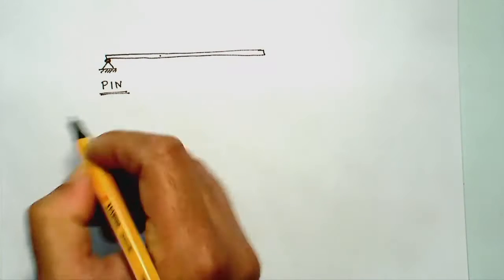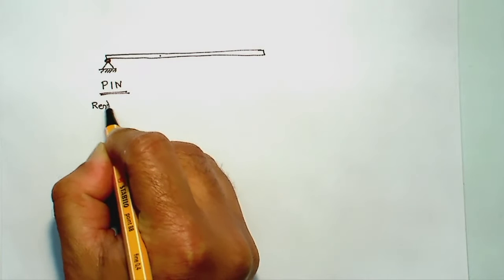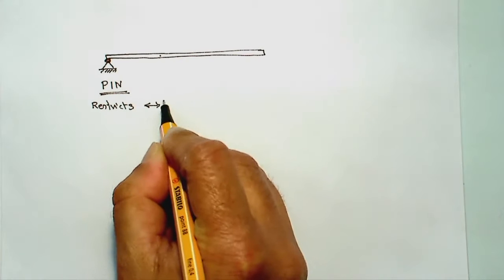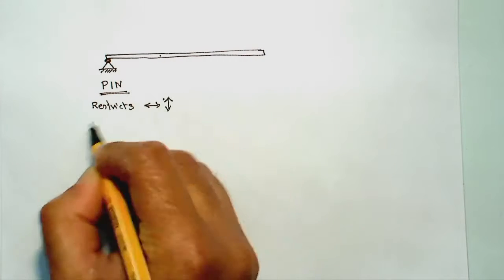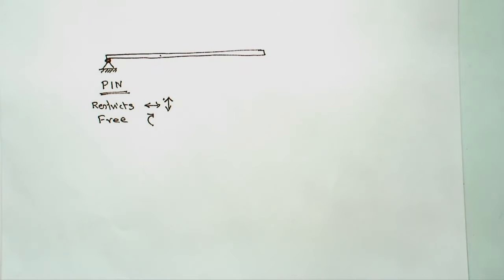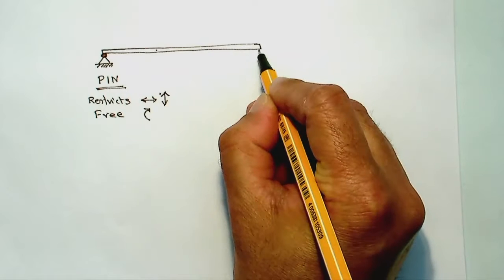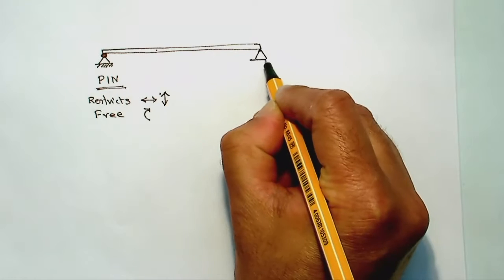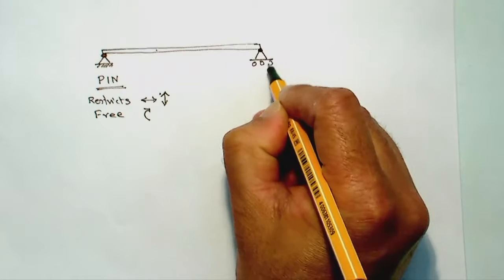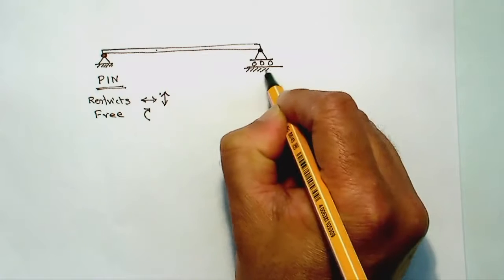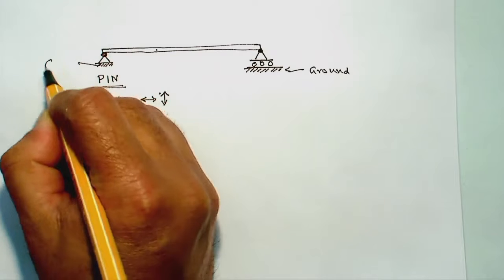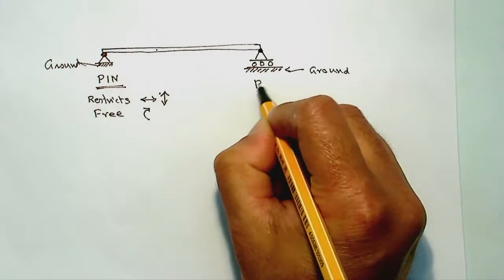So pin support, what is the characteristic? That it restricts horizontal movement, restricts vertical movement, but free to rotate. So this is the characteristic of this pin support. This side is shown with a roller support. So the roller support is like this triangle, and this point pin means this is free to rotate. And this has got a few wheels at the bottom, and then this is the ground. So this is what is called a roller support.